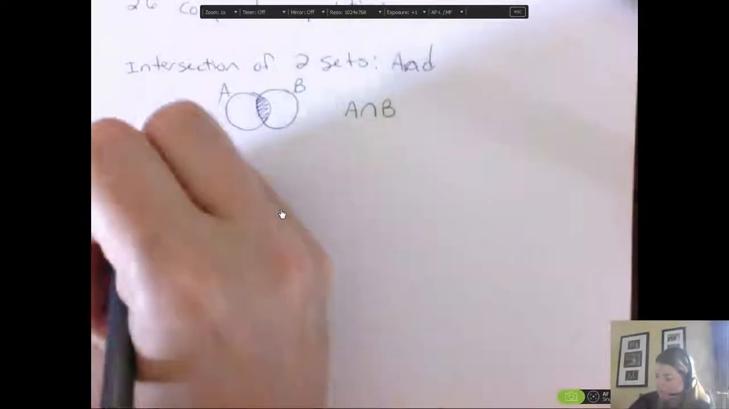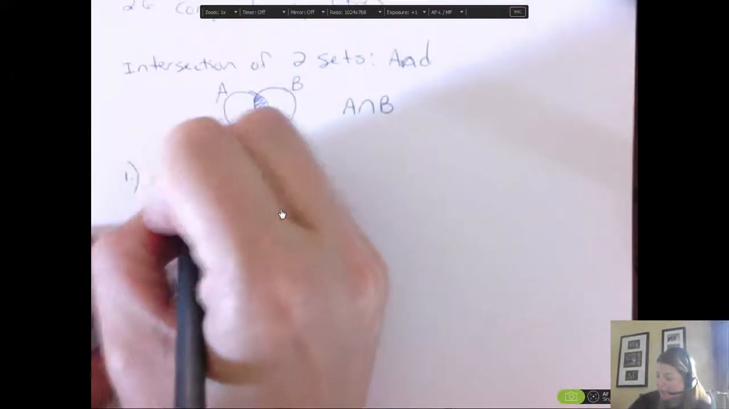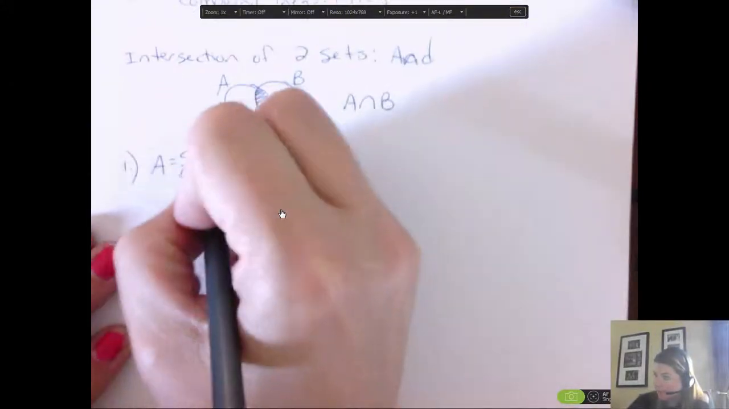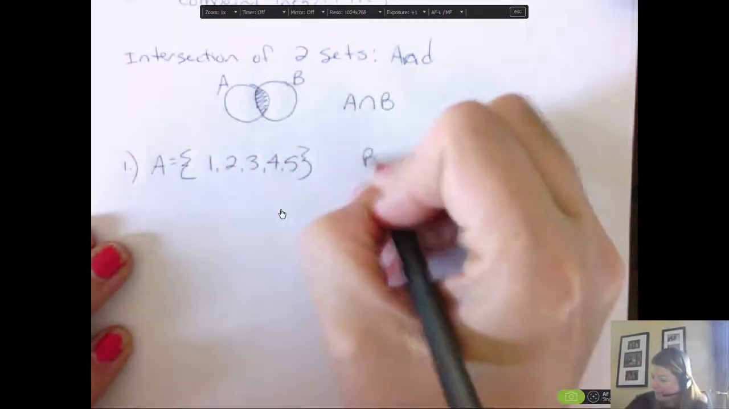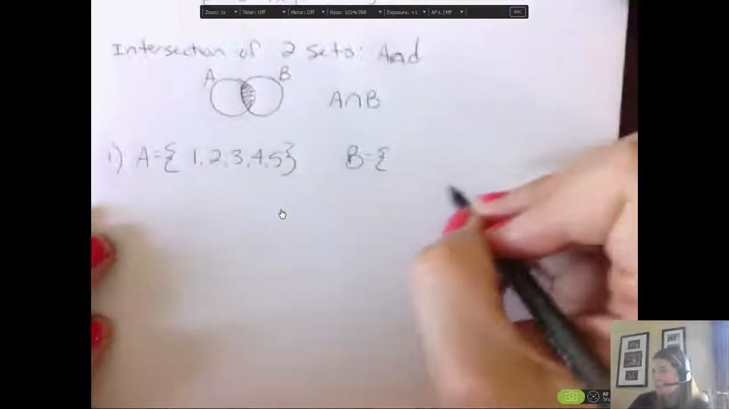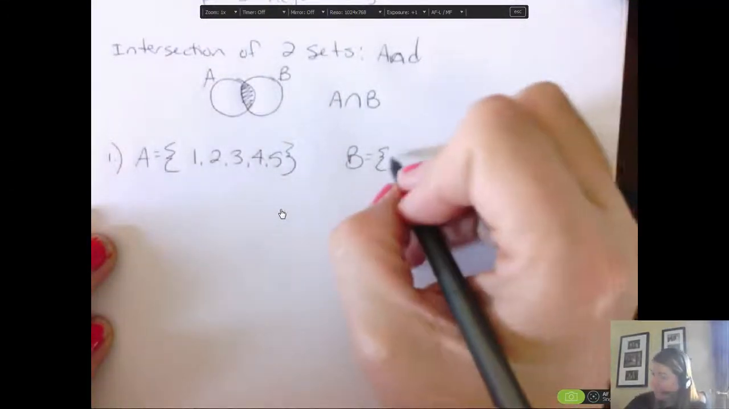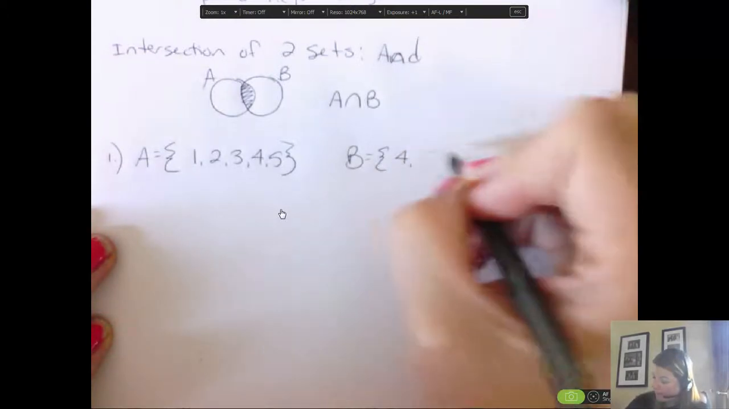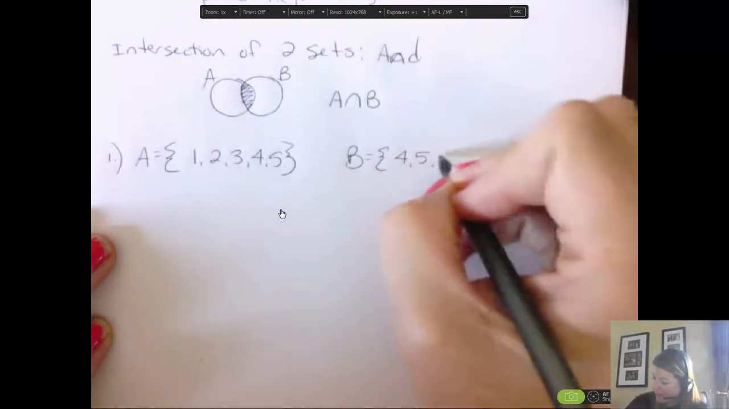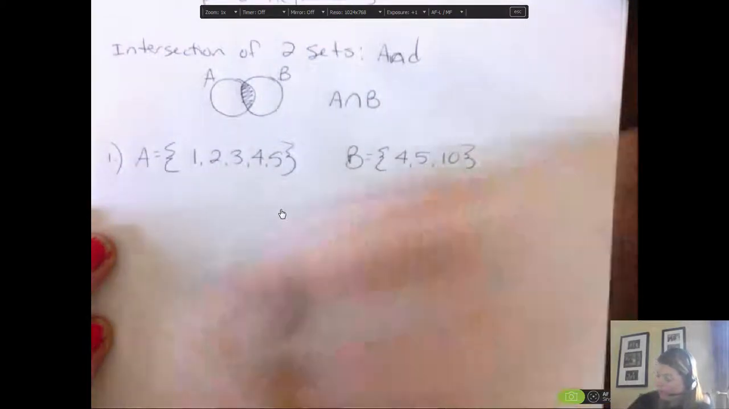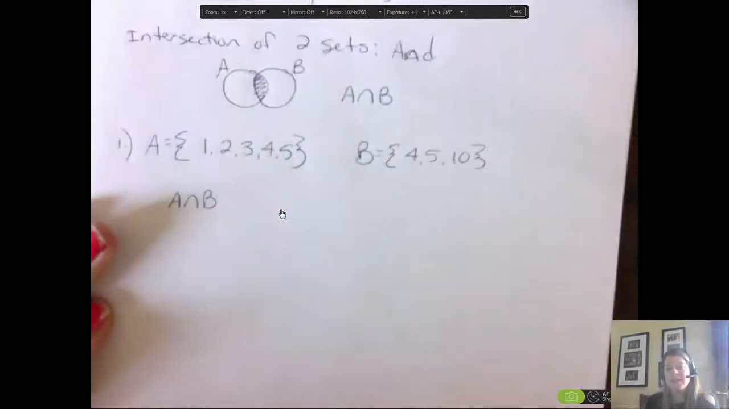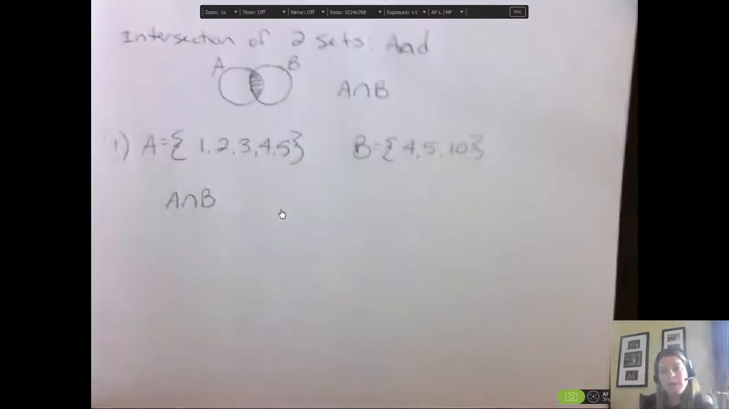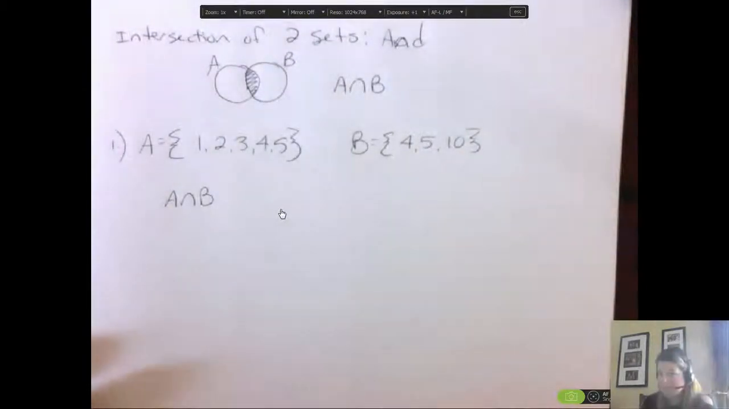Some of the problems you'll do will be just basic. Here's an example. Use set notation here: if set A is 1, 2, 3, 4, 5, and if set B is 4, 5, and 10, then you're going to be asked something like, what's A intersection B? So what's in common between A and B?